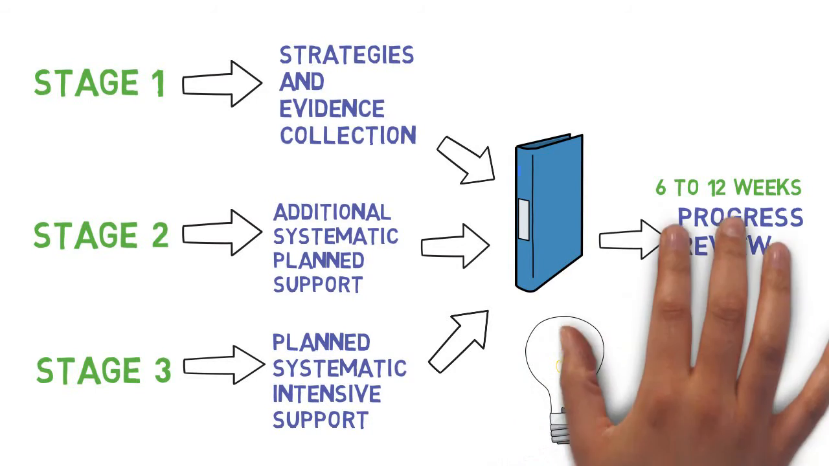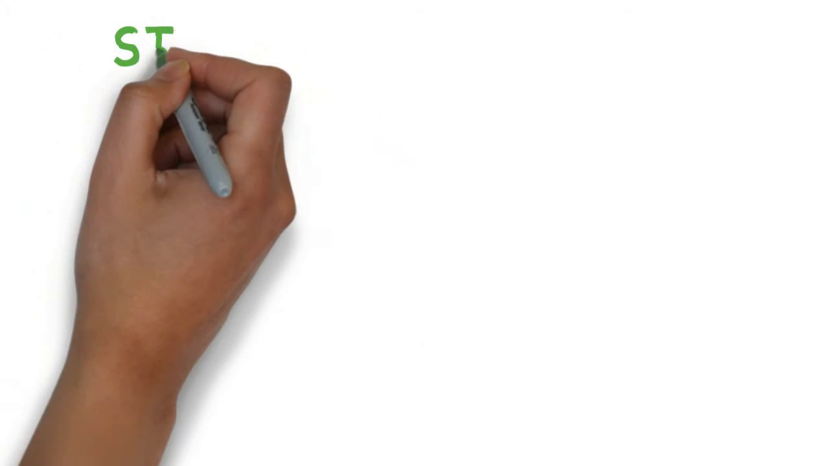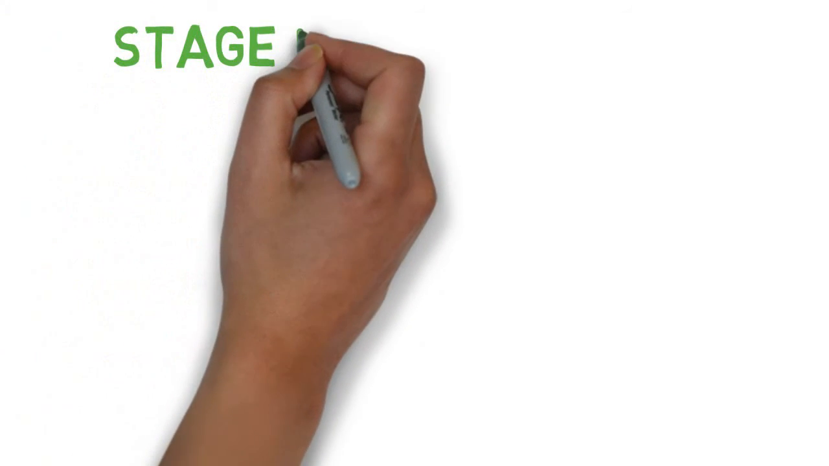By using this process, you will have gathered evidence and put in place support that is graduated and systematic, support that grows in intensity in response to the need. Now, of course, this doesn't have to be a real physical folder. It could be a folder on a computer. How you want to work is up to you. So, what does each stage look like?